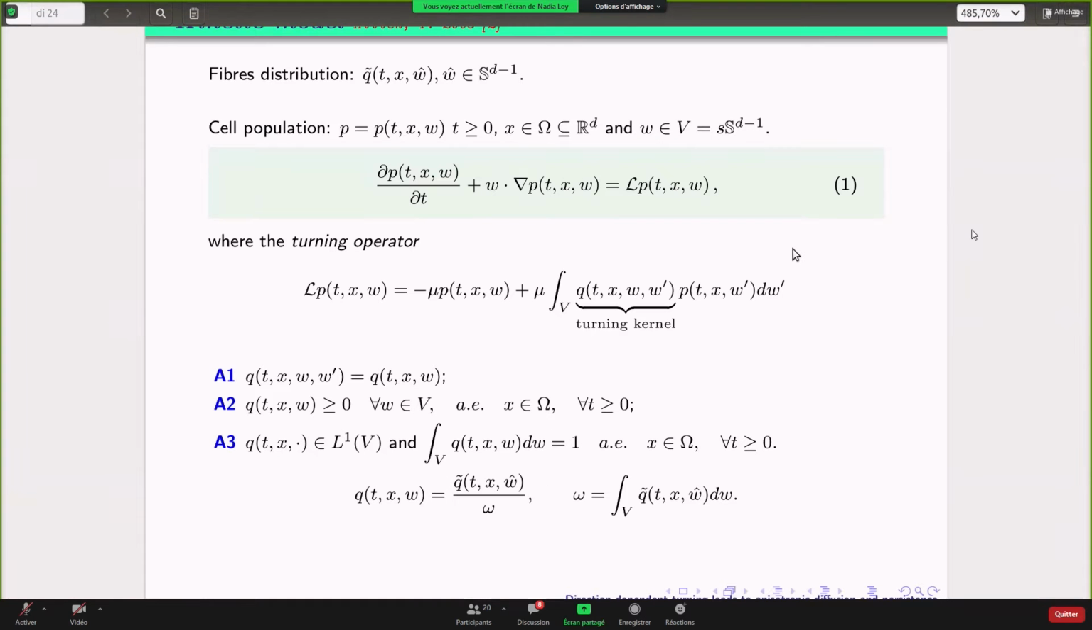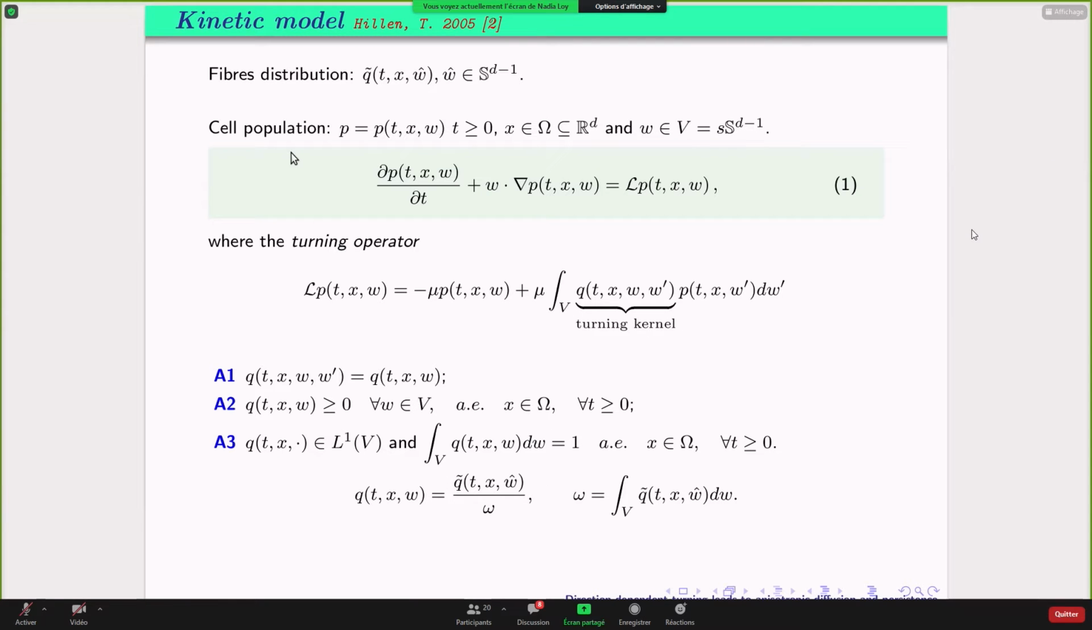So just a few words on Thomas' model. It is a kinetic model for cell migration. The presence of the fibers of the extracellular matrix is described through the introduction of a probability density function eta, parameterized by time, position, and direction of the fibers. And the cell population is described through the introduction of a distribution function P, parameterized by time, position, and velocity w, that belongs to a compact set. In this talk, we shall consider fixed speeds, but we could consider any compact set.